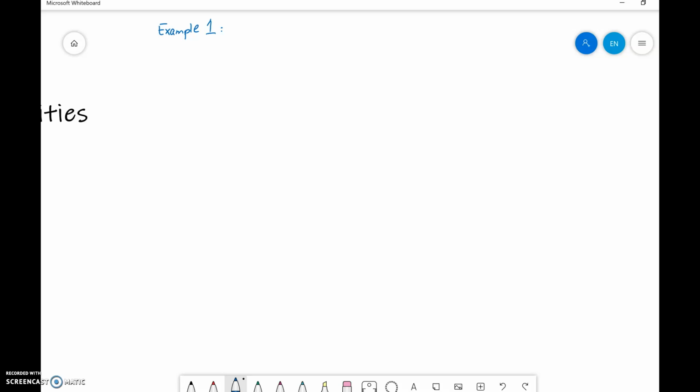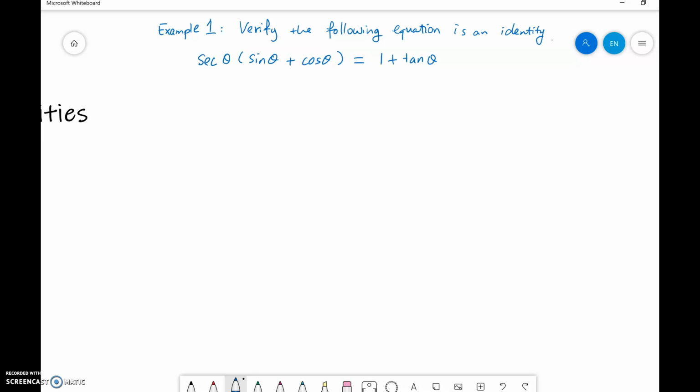The statement we have is secant of theta times sine of theta plus cosine of theta equals 1 plus tangent of theta. Okay, so I'm just going to write down the title for the example.